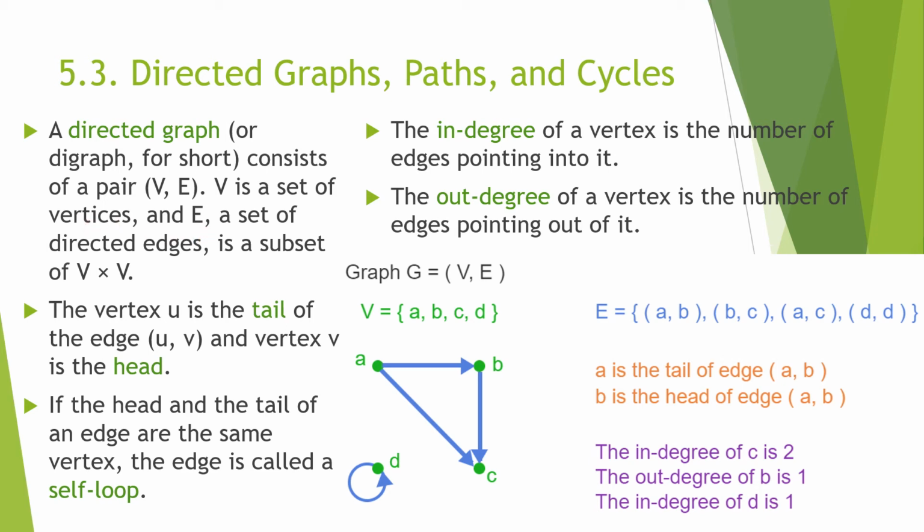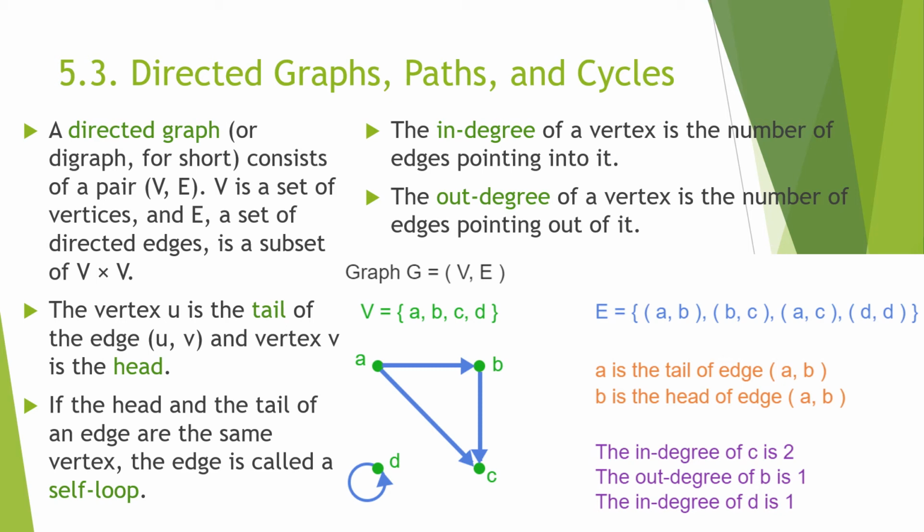And E is the set of directed edges for this digraph, which is a subset of the Cartesian product of V and itself. What does it mean? It means that E, which is the set of directed edges, is a set of ordered pairs, and those ordered pairs are constructed by two vertices. For example, if you have an ordered pair like A and B, both are vertices in that directed graph.